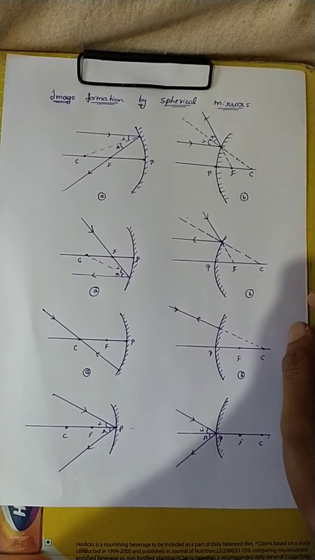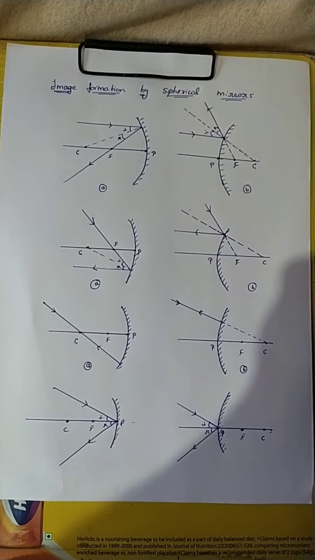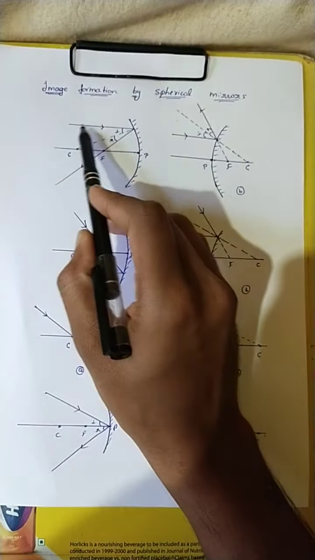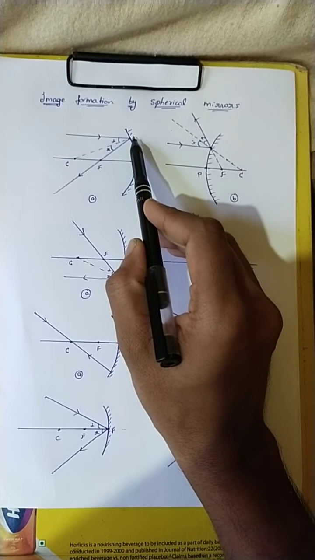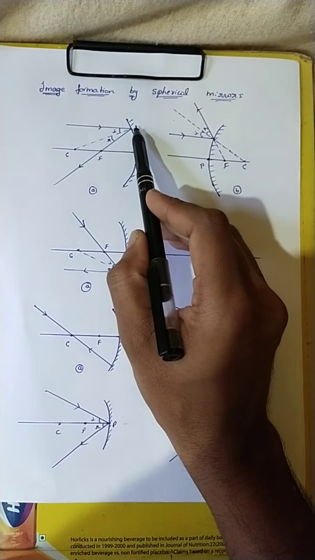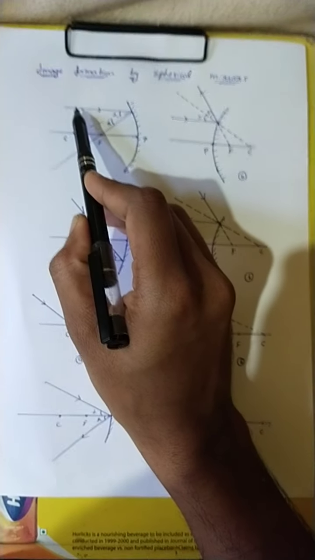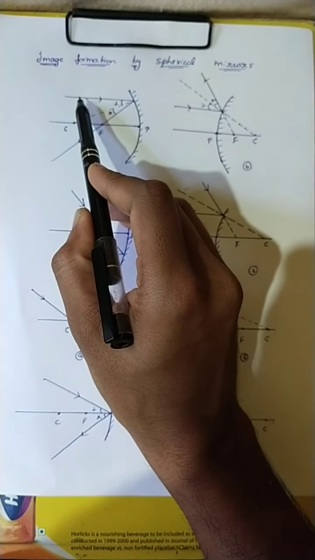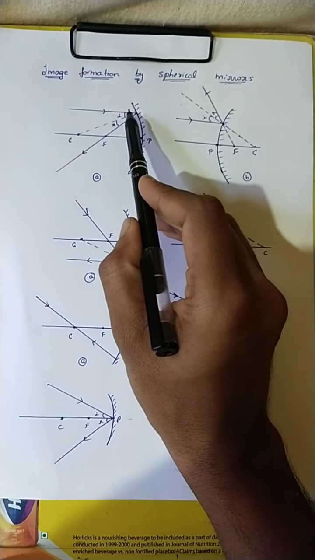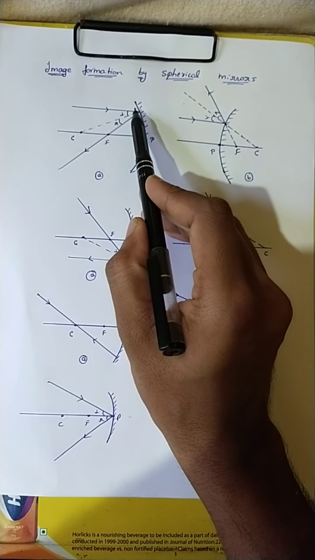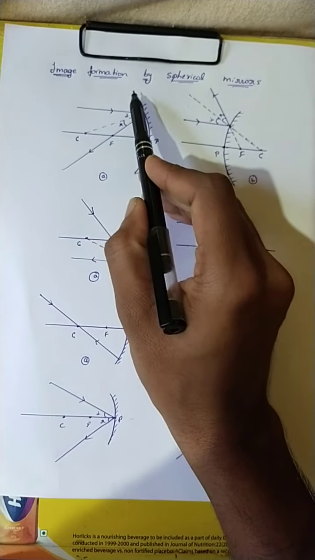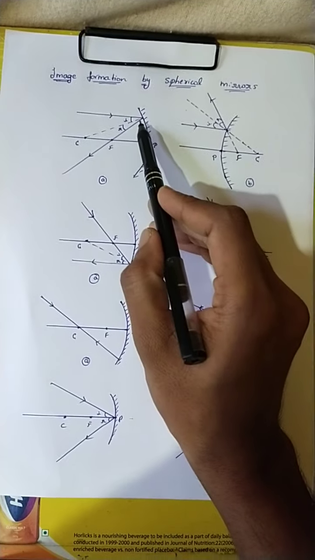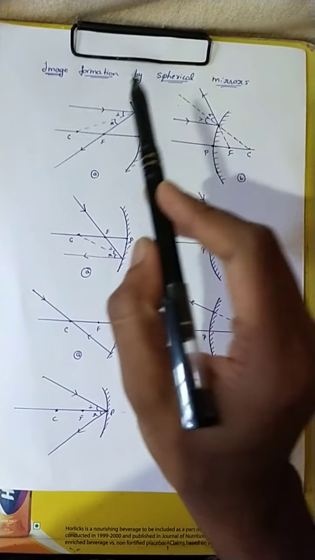Clear? The ray is parallel to the principal axis. See, this is the incident ray, and it is parallel to the principal axis. After reflection, it will pass through the principal focus, right? See here, this is the incident ray, parallel to the principal axis. It falls on the reflecting surface, and after the reflection, it passes through the principal focus.